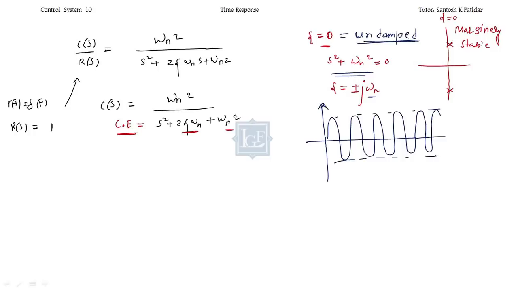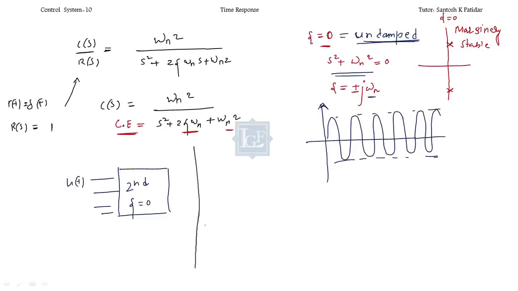Okay friends, we have seen at zeta equal to 0, the nature of the output is sustained oscillation. This is the second order system whose zeta is equal to 0. Now we are providing different inputs to it. If you provide the unit step, your output will be like this. This is the unit step, and across this you will get oscillation like this.